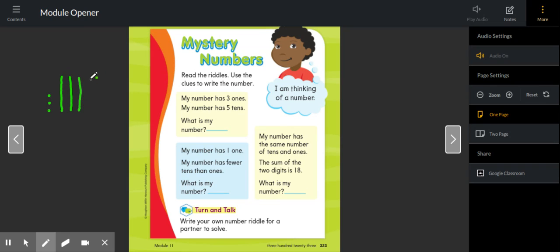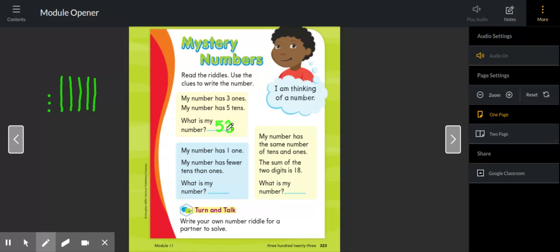So 5 tens. Now here's the tricky part about this clue. We're used to reading from left to right, and they gave us this clue with the ones first. But when we're counting numbers with our quick pictures, we always have to count our tens first. So let's count our tens first. So it would be 10, 20, 30, 40, 50, stop, 51, 52, 53. So the mystery number for that quick picture is 53.